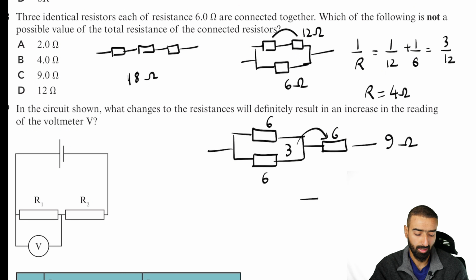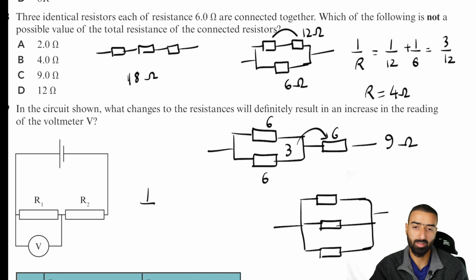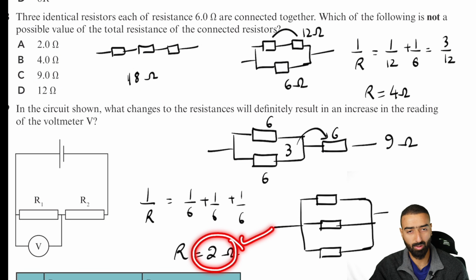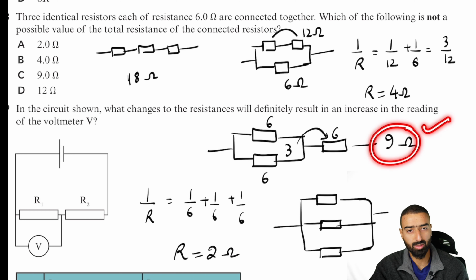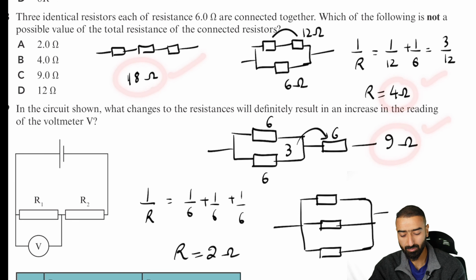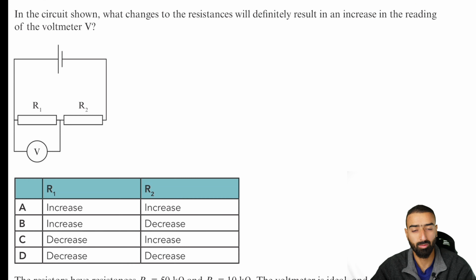If I do that, I have a 6 ohm, another 6 ohm, another 6 ohm, and all three of them are in parallel. The equivalent resistance would be 1 over 6 plus 1 over 6 plus 1 over 6. That means the resistance would be 2 ohm. So if we look here, 2 ohms is possible, 9 ohms is possible, 4 ohms is possible, 18 ohms is possible. So 2, 4, 9 are possible, 12 is not possible, so that is the right option, is larger.